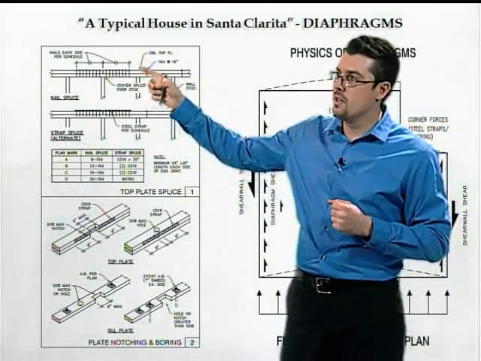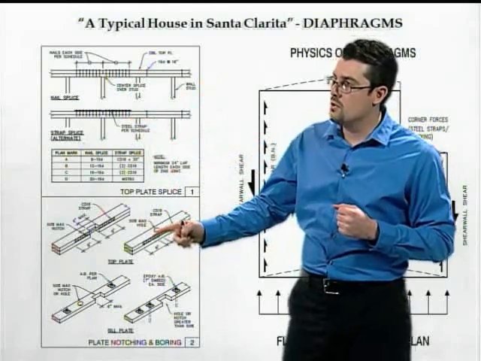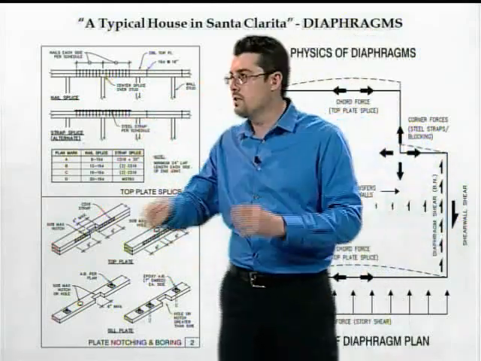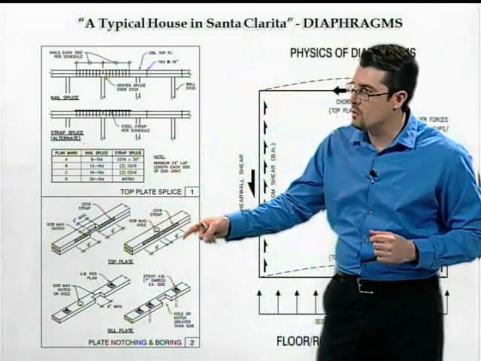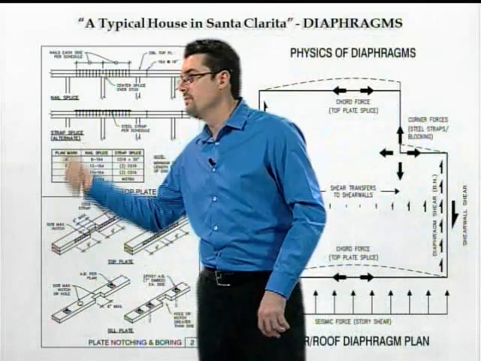Usually those splices are done with nails. Sometimes they're done with steel straps. And then you'll also see when you cut holes in your top plates, you have to make up for those holes by adding straps to the plate.